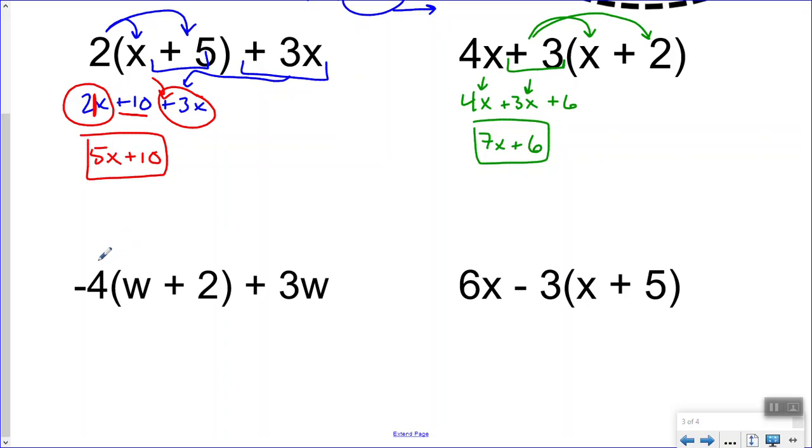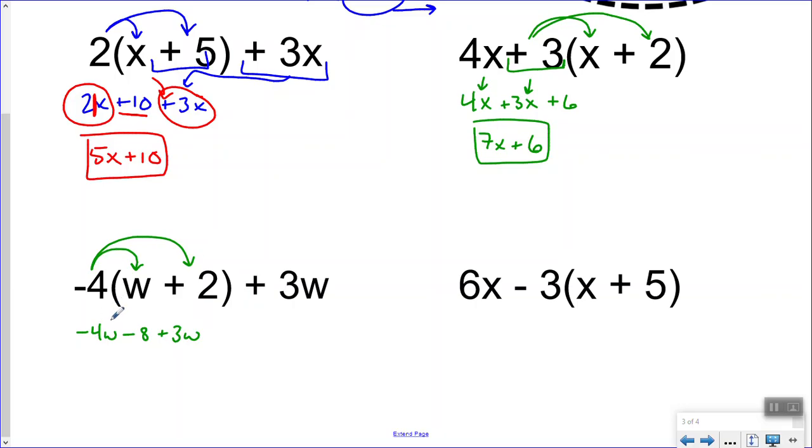Alright, we start with the distributive property. So I have negative 4 times w, which is negative 4w. Then we have negative 4 times positive 2, which is negative 8. And we bring down the plus 3w because we haven't changed that yet.